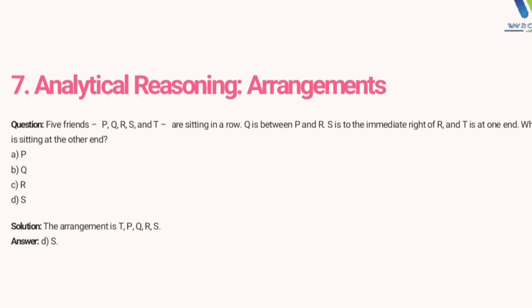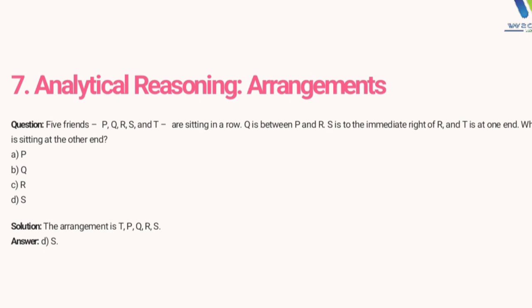Q is between P and R. S is to the immediate right of R, and T is at one end. Who is sitting at the other end? This is the question. So guys, if you analyze carefully, Q is between P and R.